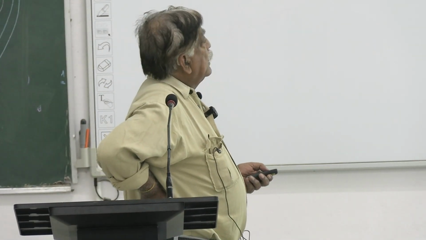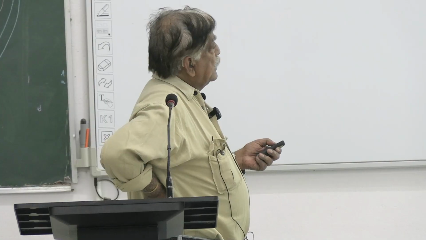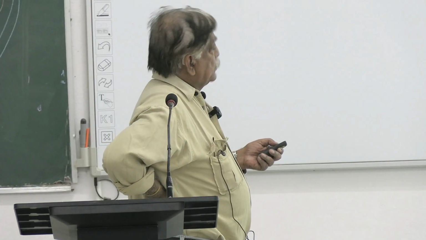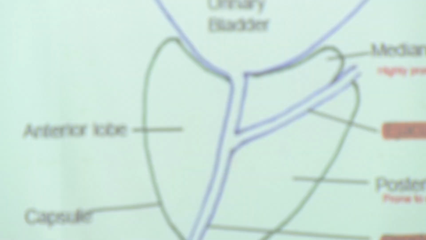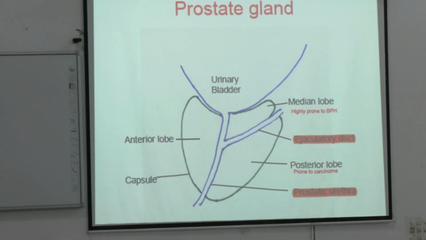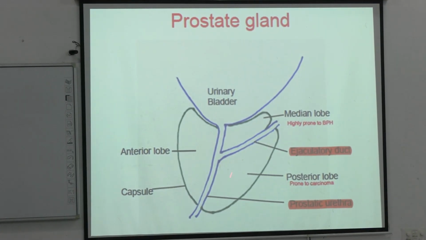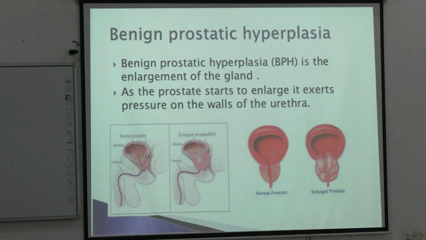Next. Now, prostatitis is inflamed prostatic tissue. Next. Prostate gland: anterior lobe, posterior lobe, the urinary bladder, median lobe, prostatic urethra, capsule. Next. Now, benign prostatic hyperplasia. Benign prostatic hyperplasia, BPH, is the enlargement of the gland. As the prostate starts to enlarge, it exerts pressure on the walls of the urethra. Next.